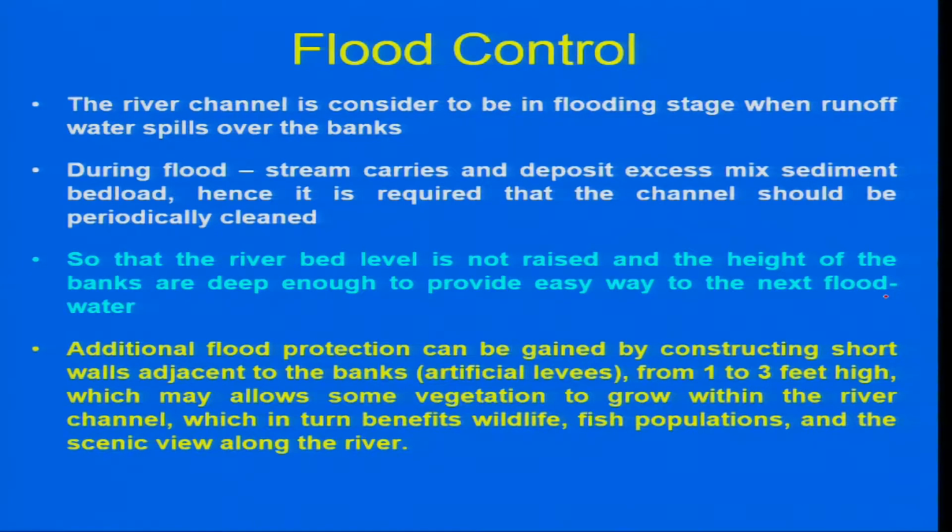Additional flood protection can be gained by constructing shorter walls adjacent to the bank, which we term artificial levees, from 1 to 3 feet high. These may allow some vegetation to grow within the river channel, which in turn benefits the wildlife, fish population and scenic view along the river.